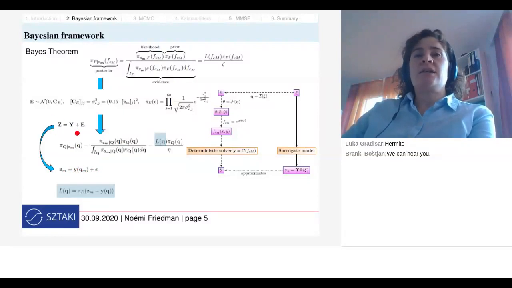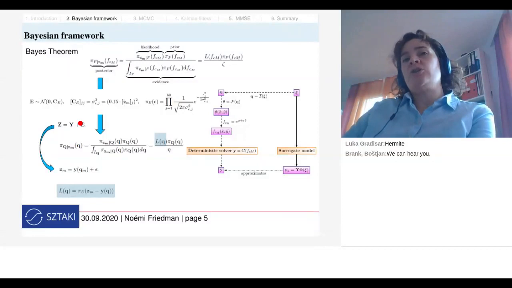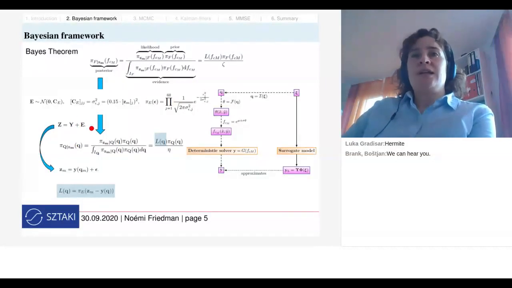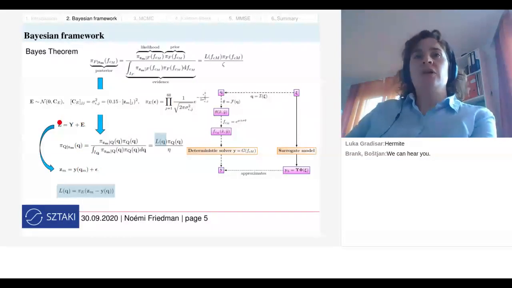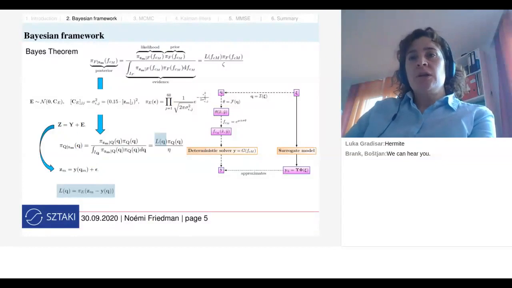I can write that my observation model is looking like this. Y is a random variable because it depends on Q, which depends on the actual realization. I also have an error term, which depends on the actual measurement error and the actual modeling error. So this will be the small epsilon, a sample from this noise model, and this will be a sample of the Y response model.